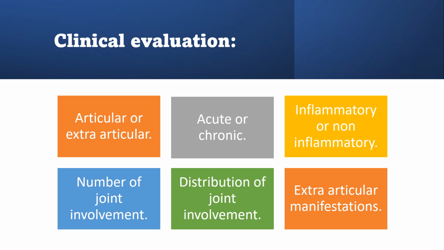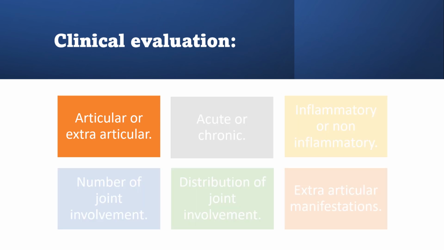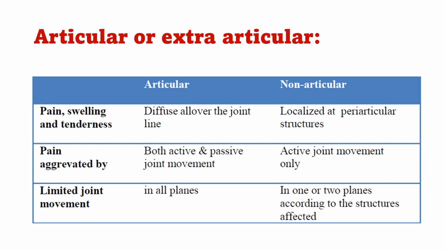Whether the pain is articular or extra-articular, whether it's acute or chronic, whether it's inflammatory or non-inflammatory. Also, we want to ask about the number of joints involved, the distribution of joint involvement, and if there are any extra-articular manifestations. We will start by talking about whether the joint pain is articular or extra-articular. How can we differentiate between articular and extra-articular pain?